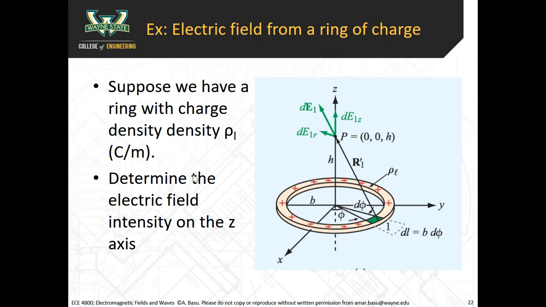We established that. So let's try to find the electric field intensity on the z-axis by charge integration. The more practice we do, the better off we are. So everyone, please try this problem. Give it a shot. We did an example last time with charge integration. Let's try another one now. And it'll make your homework easier the more practice you do.